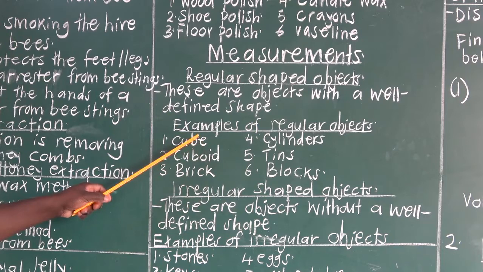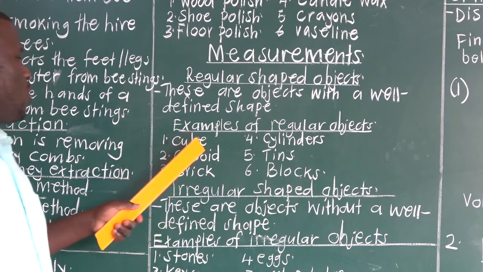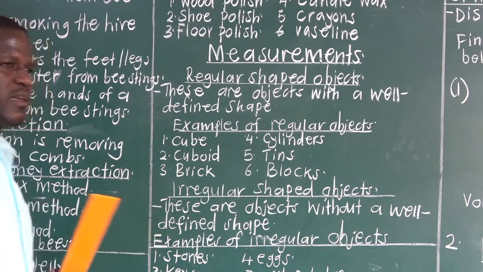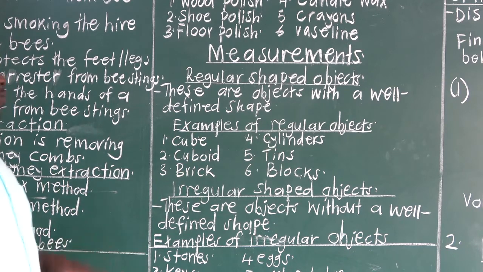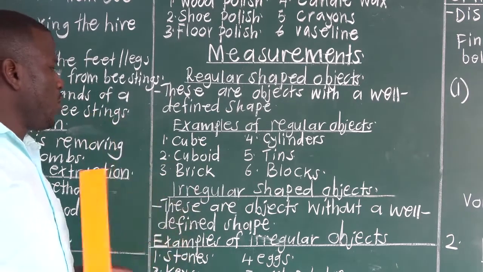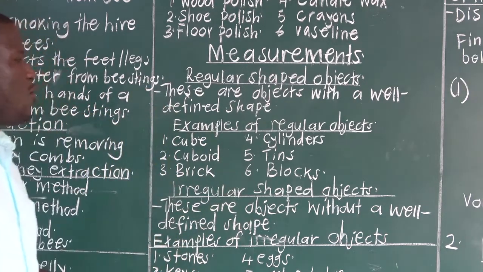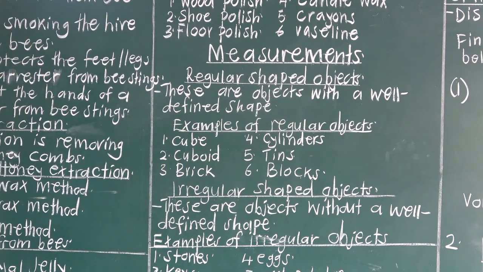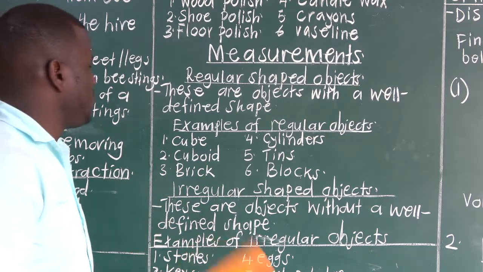There's a difference between a cube and a cuboid. A cube has all sides equal, but in a cuboid, some sides are longer than the others. So those are examples of regular objects. Why is a cube called a regular object? A cube has a well-defined shape, or a definite shape.